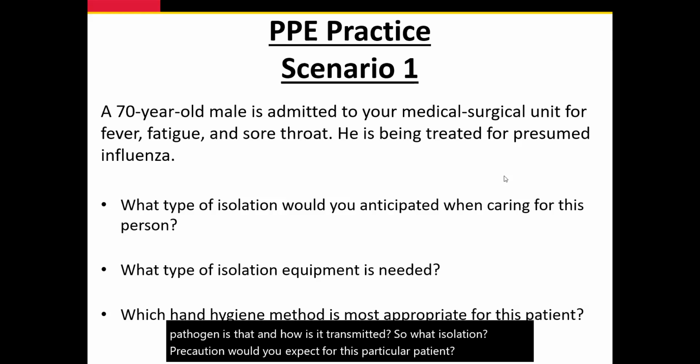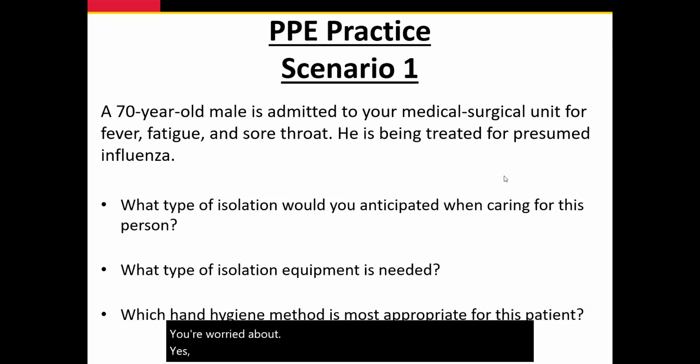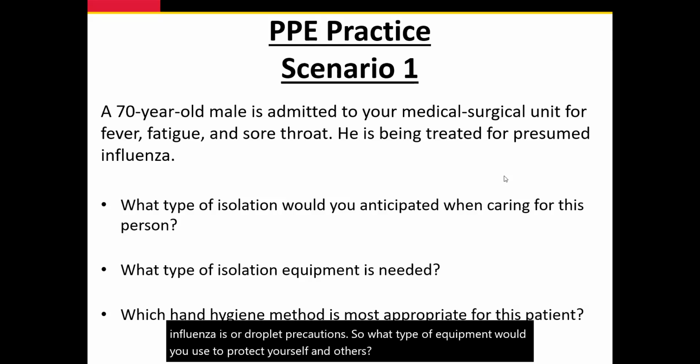Is it both like droplet and airborne? You're worried about airborne precautions, right? Because influenza is, or droplet precautions. So what type of equipment would you use to protect yourself and others? Surgical masks, or mask and the face shield as well.